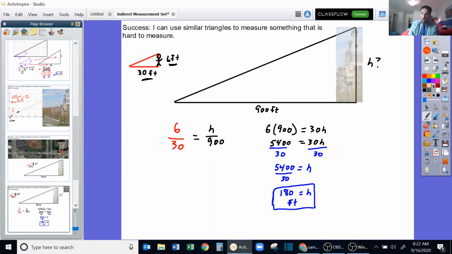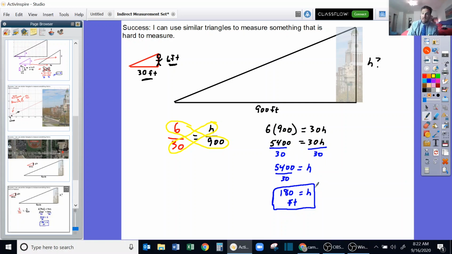And again, I chose to do the butterfly technique, that sort of multiplying on the diagonals. So 30h is equal to 6 times 900. So here's my equation. That 6 times 900 is 5,400. Divide both sides by 30.